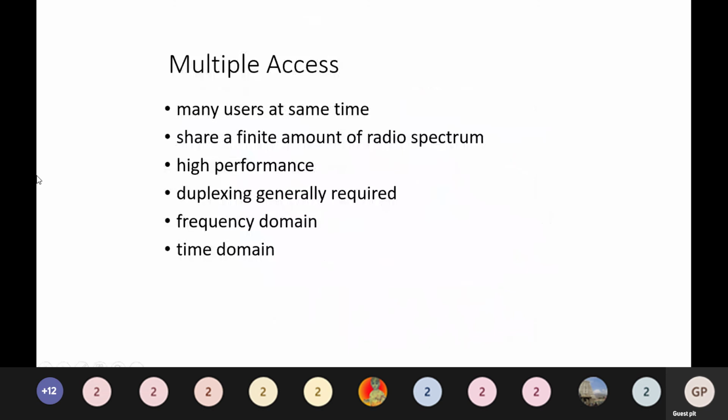Now we'll pass on to multiple access schemes. Multiple access refers to many users using the same time, frequency or code to access a particular slot at a particular time. They share a finite amount of radio spectrum. Multiple access gives high performance and generally uses duplexing either in time or frequency.